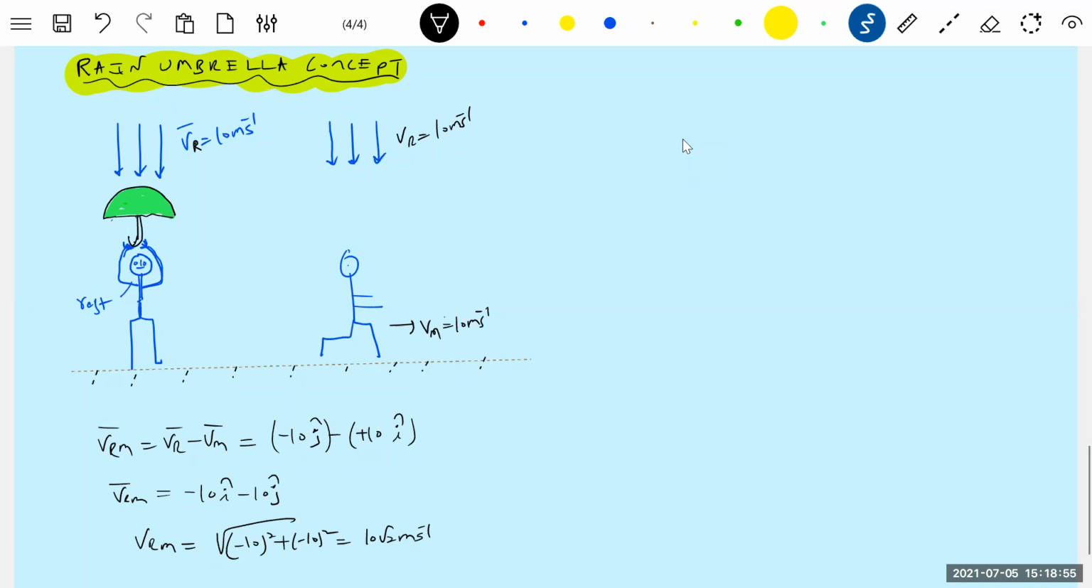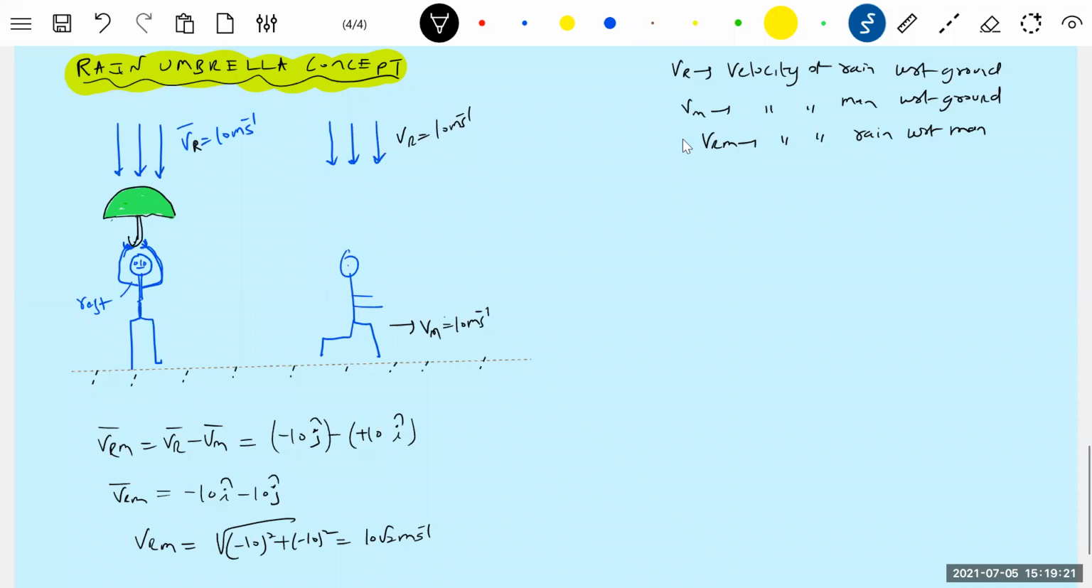What should we call VR? VR is the actual velocity of rain with respect to ground. VM is the velocity of man with respect to ground. VRM is the velocity of rain with respect to man. So in what direction is VRM? I have a vector here: minus 10 i cap minus 10 j cap. Somewhere in this direction it will come. So the raindrops now start appearing in this direction.